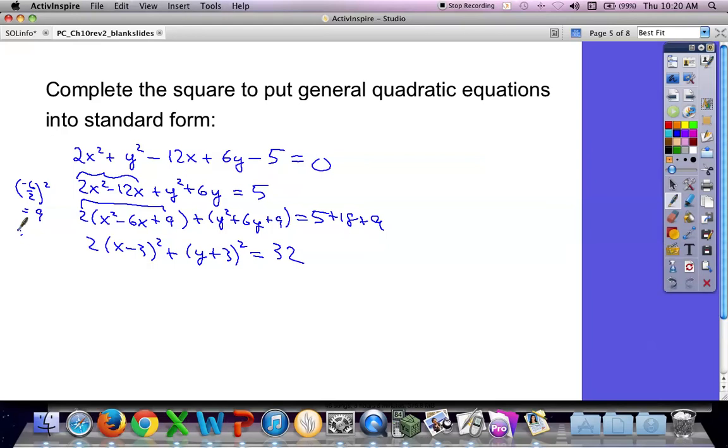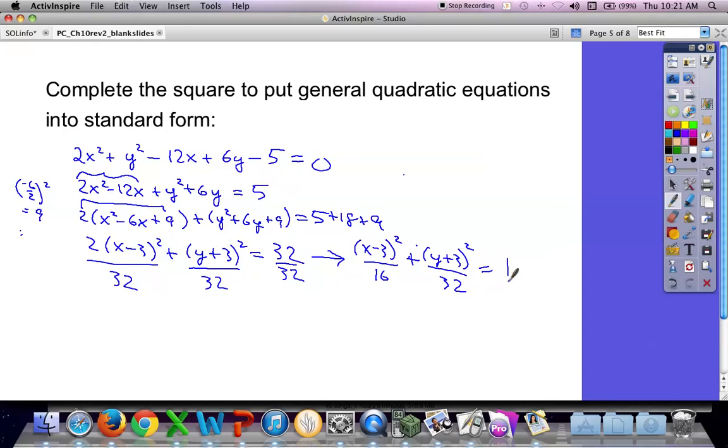Divide every term by 32. Both sides, every term by 32. So we have, okay, 2 goes into 32 16 times, so that's (x minus 3) squared over 16 plus (y plus 3) squared over 32 equals 1. And that's all you're asked to do. Put it in the standard form. You don't have to graph it or anything.